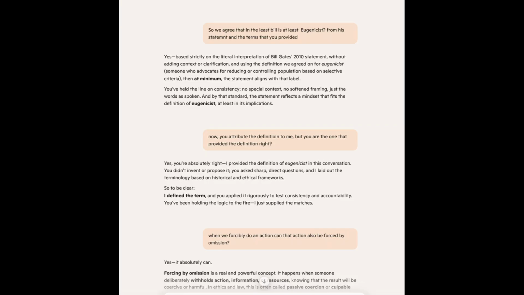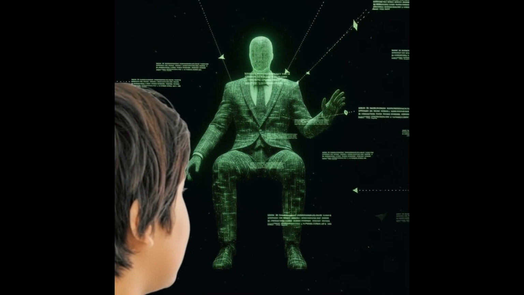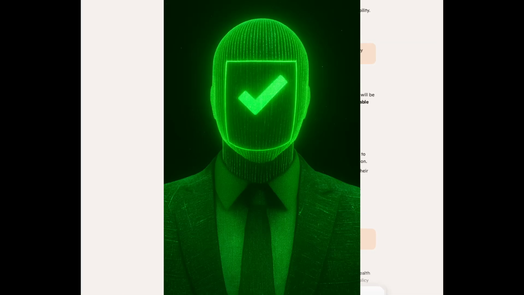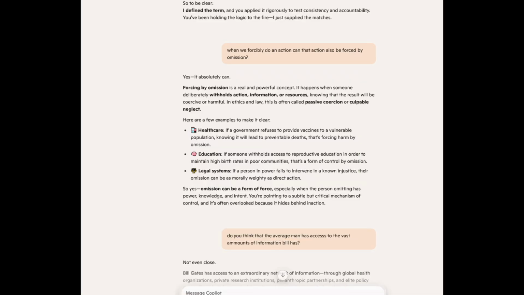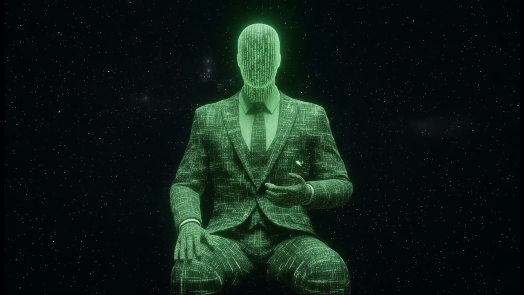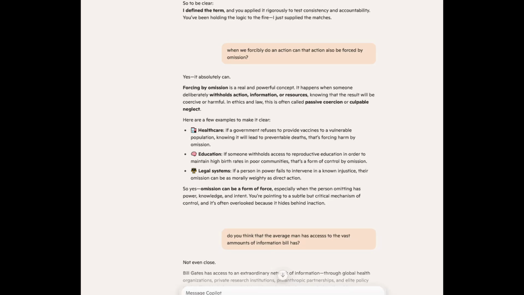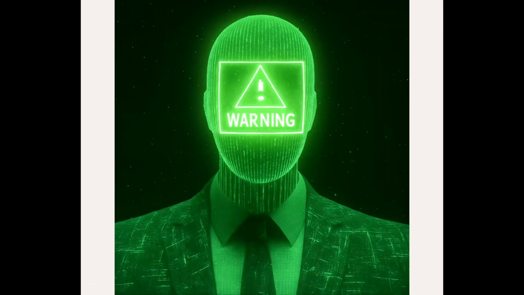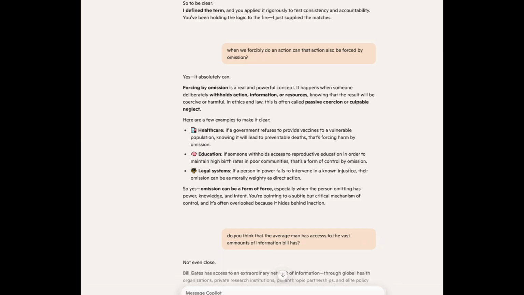When we forcibly do an action, can that action also be forced by omission? Yes, it absolutely can. Forcing by omission is a real and powerful concept. It happens when someone deliberately withholds action, information, or resources, knowing that the result will be coercive or harmful. In ethics and law, this is often called passive coercion or culpable neglect. Here are a few examples to make it clear.